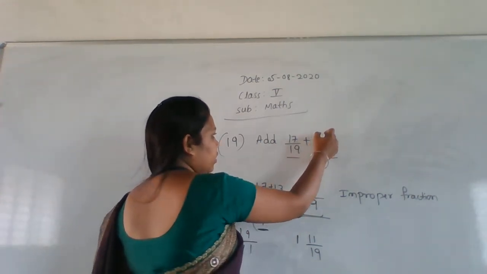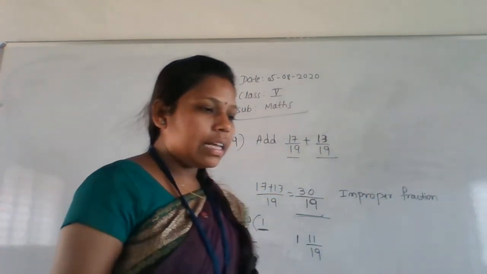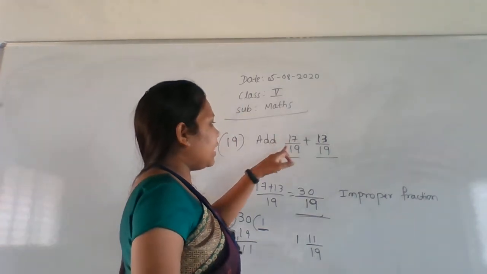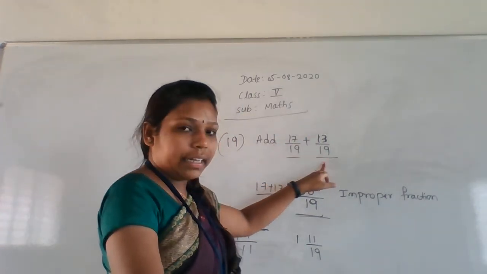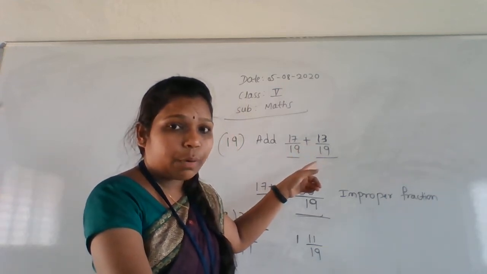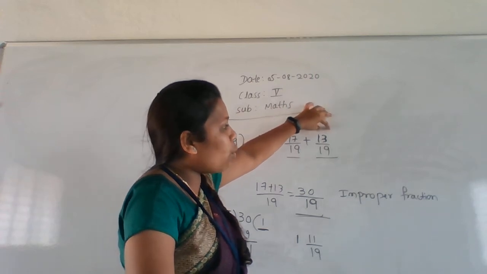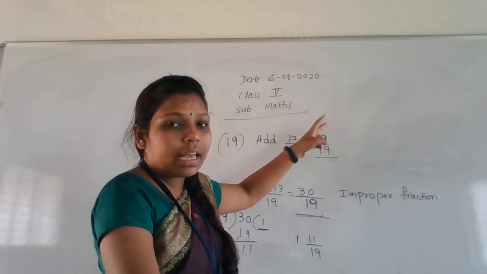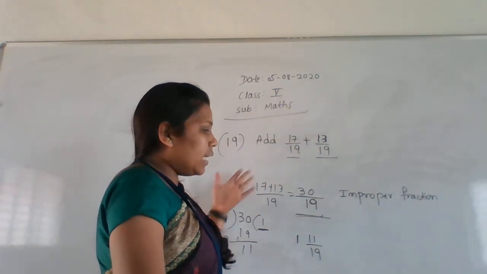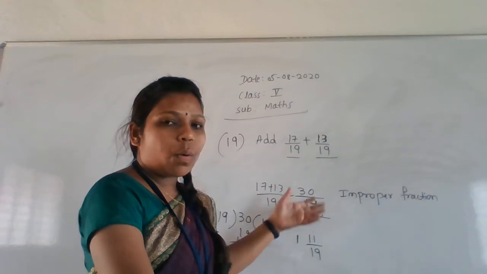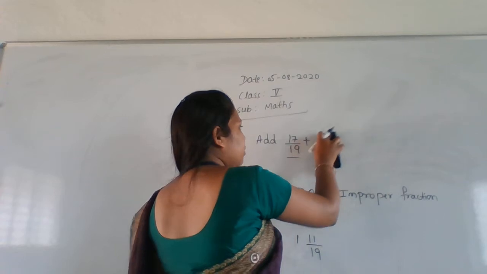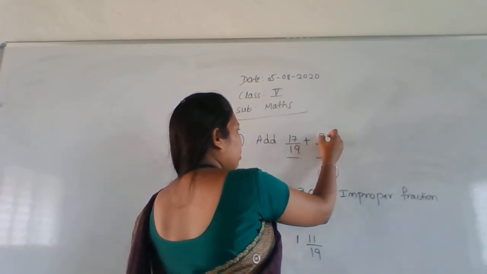Sorry, here once again see, they gave 17 by 19 and 3 by 19, but I wrote here 17 by 19 and 13 by 19, but the method is the same. I have changed the question here. Please listen properly. In your textbook they gave only the number 3, not 13. But here I already wrote 13. All the things are the same, the only difference is this number.